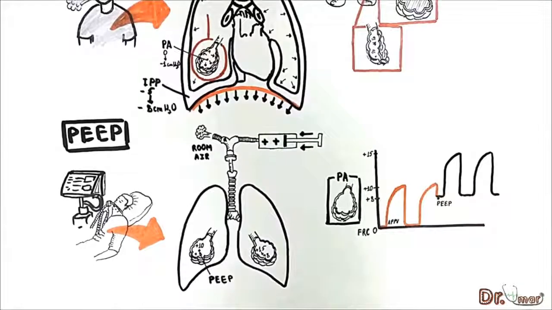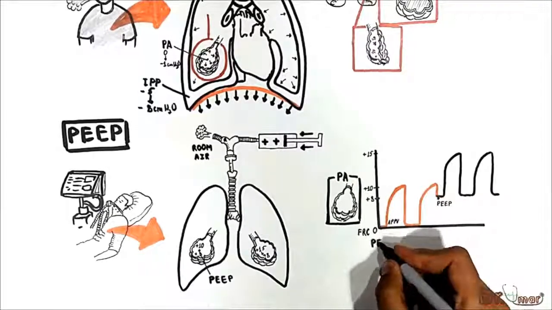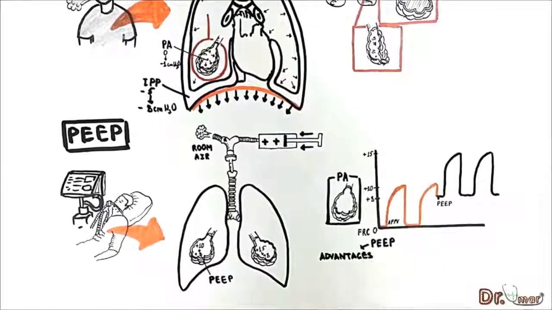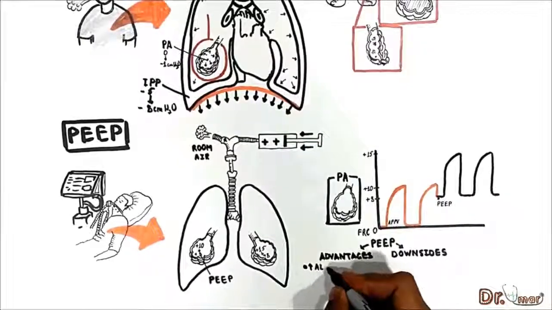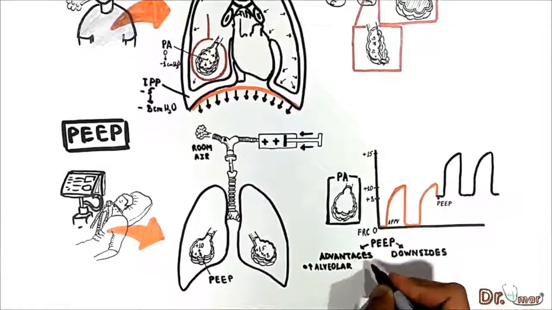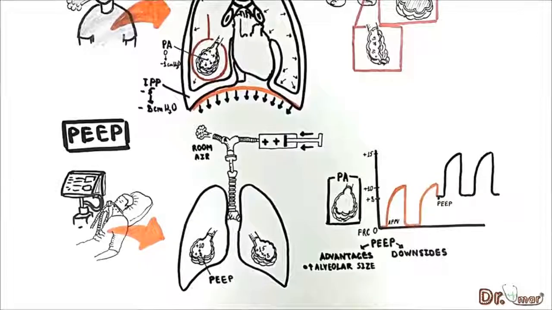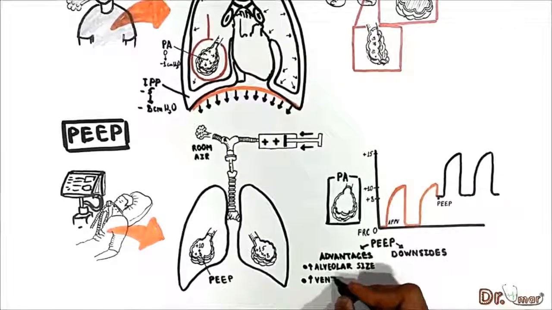It is very important to know that, of course, PEEP has advantages as well as downsides. The first advantage is that it reinflates the atelectatic alveoli and it enlarges alveoli. Large alveoli are more stable. They have less tendency to collapse. Second, the larger alveoli are also better ventilated and supplementary oxygen is more effective at maintaining a normal arterial pressure of oxygen.